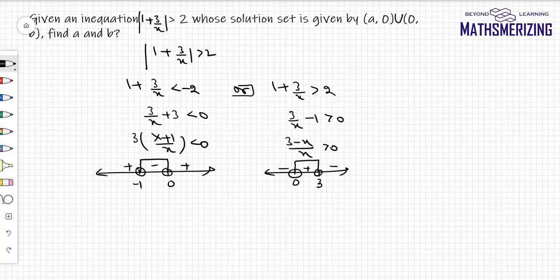So because it is an OR sign, the answer to this question is x belongs to from minus 1 to 0 union 0 to 3, which will give me the value of a as minus 1 and the value of b as 3.